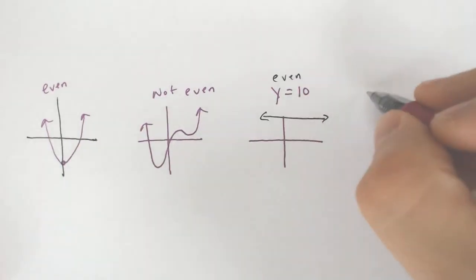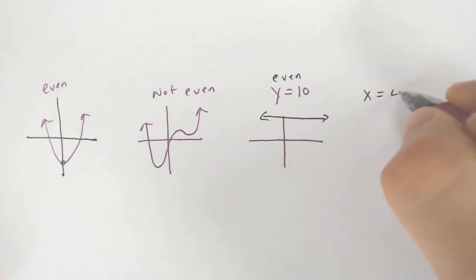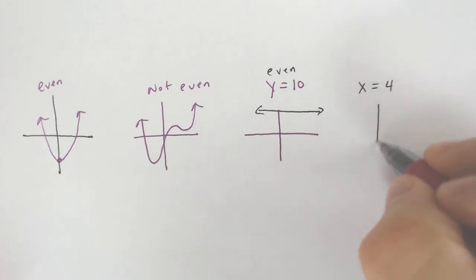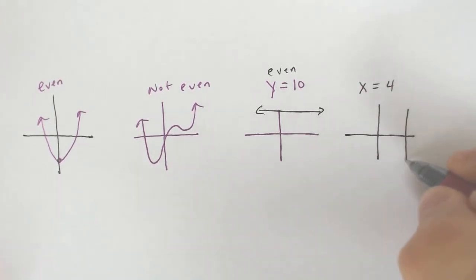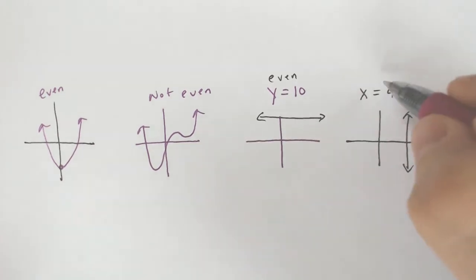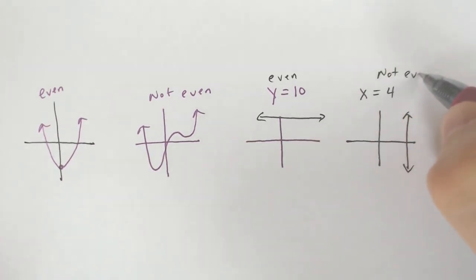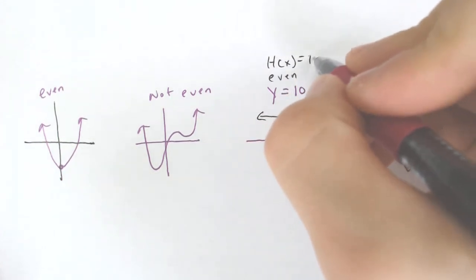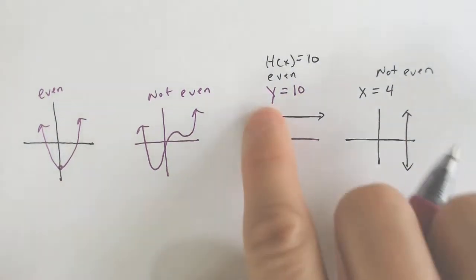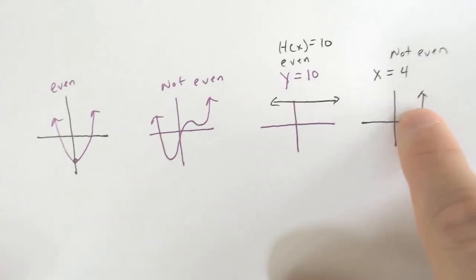But if it said something like x is equal to 4, even though 4 is an even number, x equal to 4 is a vertical line, and that is not even. It is only even if it's y is equal to, but you could also say like h of x is equal to, because that's the same thing as y. It has to be a y equals line, not an x equals line.